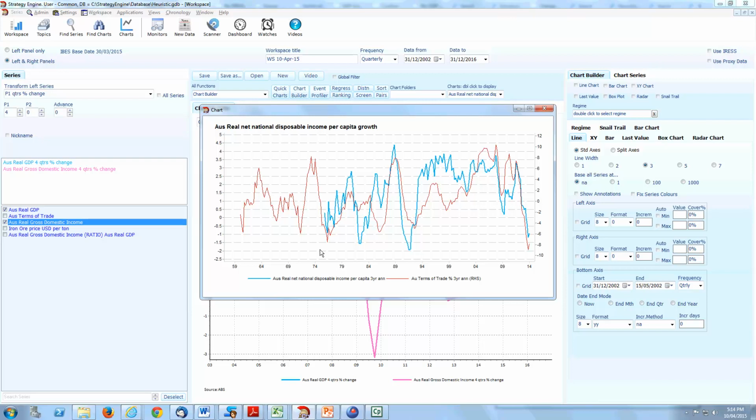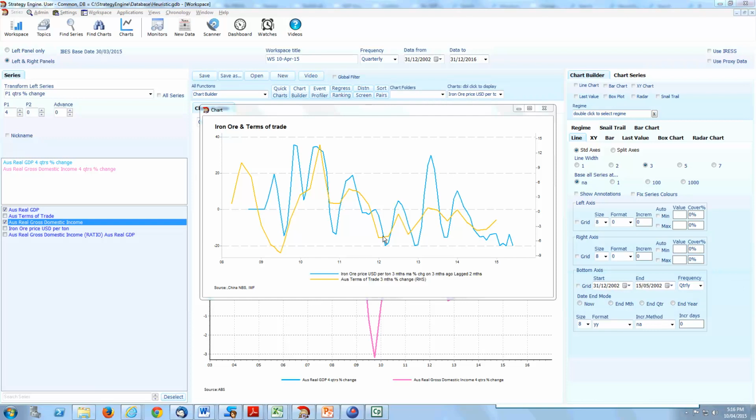The situation probably looks even more dire if we consider what is happening to income per capita. So in this chart we're looking at real net national disposable income per capita. As you can see, that's now actually contracting, blue line, left-hand scale, by about 1% per annum over the last 3 years, and the terms of trade has been declining, as we said earlier, by about 8% per annum over that same period.